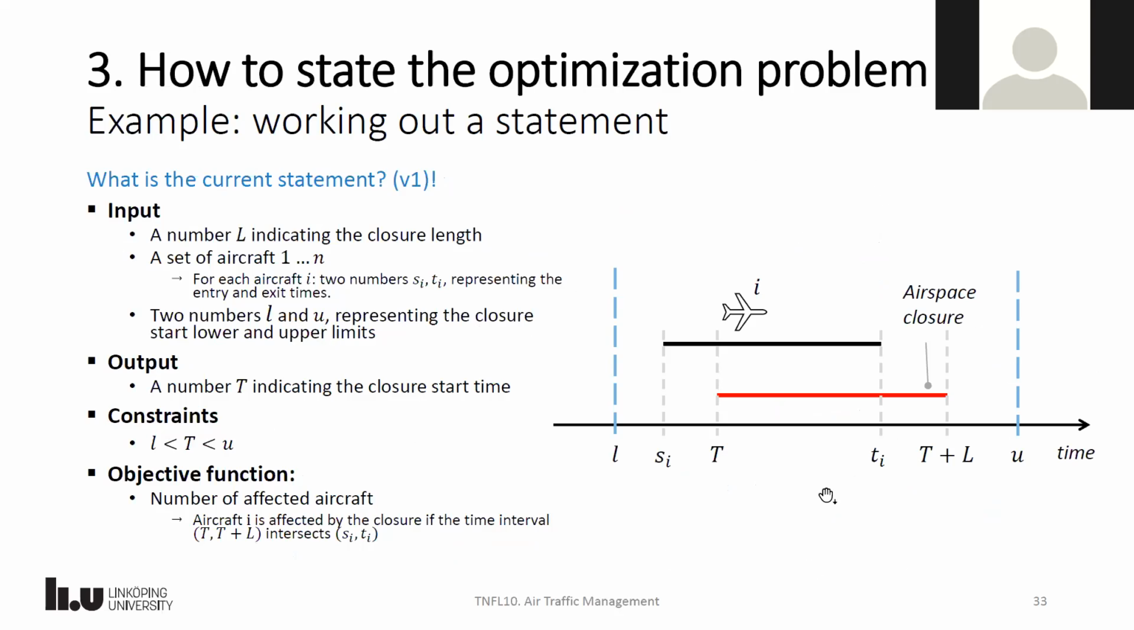And this is an example of what the problem looks like. We have a given number of aircraft. In this case, we have represented just one of them that enters the airspace at a given time and exits it at another given time. We have the limits for the airspace closure, and we have a closure that has a length L. So finding this number T would be our goal, and we want to find it so as to minimize the number of aircraft that are affected. So this is what our statement would look like after answering all these questions, after being more rigorous step by step.